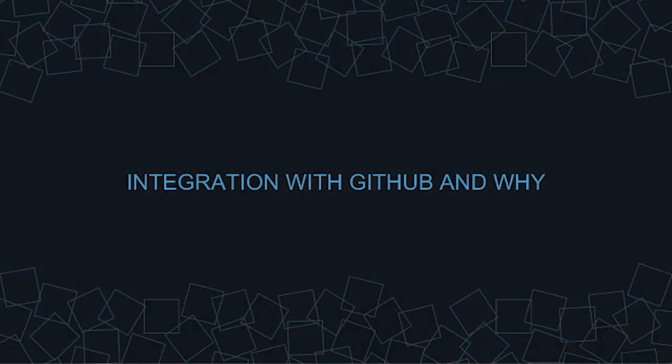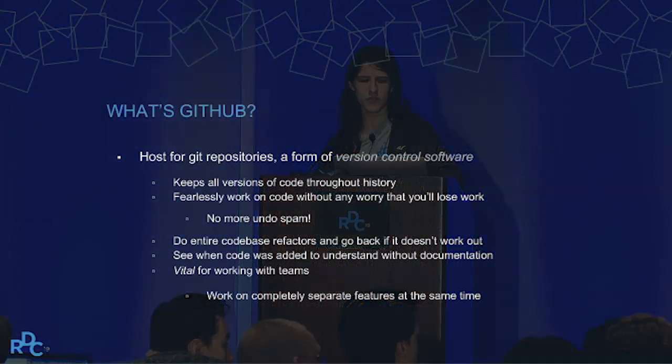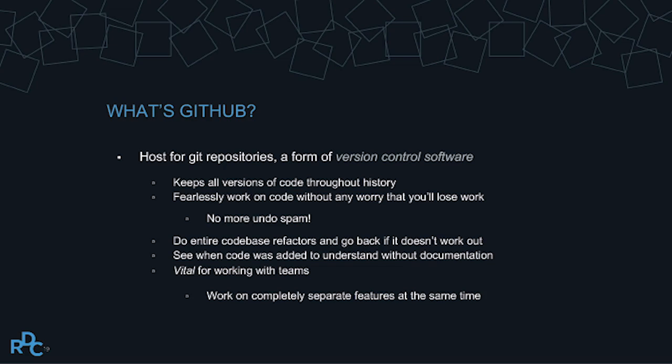So now I'm going to talk about GitHub. This is an optional topic, but if you're using this, you might as well be using GitHub. It very much helps your productivity. So what is GitHub? It's a host for these things called Git repositories, and it's a form of version control software. But what does any of that mean? Well, that means that it keeps all versions of your code throughout its entire history.